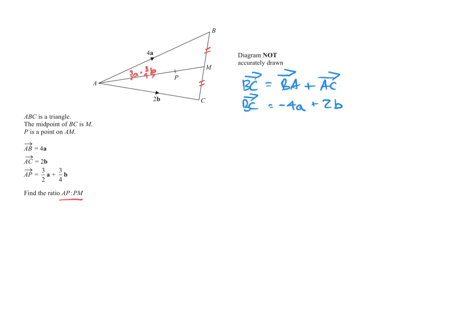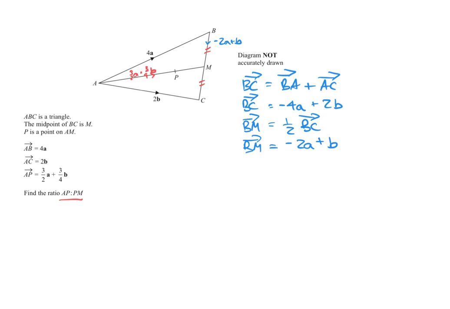Now, B to M, M is halfway to C. So the journey of B to M is half of the journey, so it's half of the vector B to C. I can say the vector of B to M is equal to a half of vector B to C. So B to M is equal to minus 2a plus b. And for good measure, let's write that onto our little diagram here. So that's going to be minus 2a plus b.